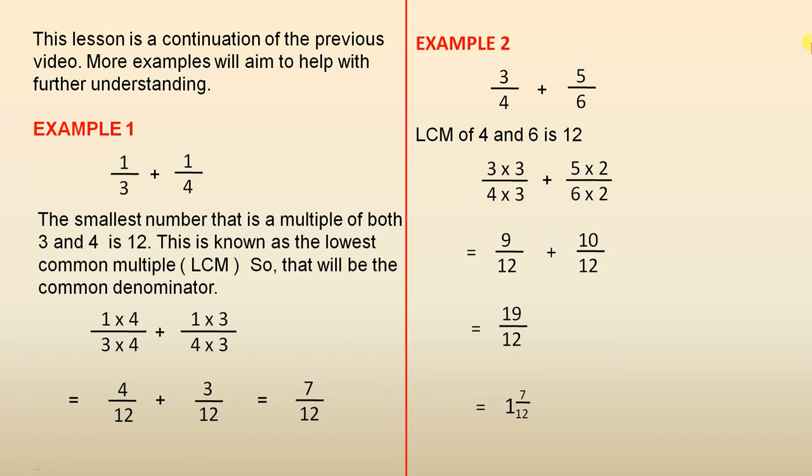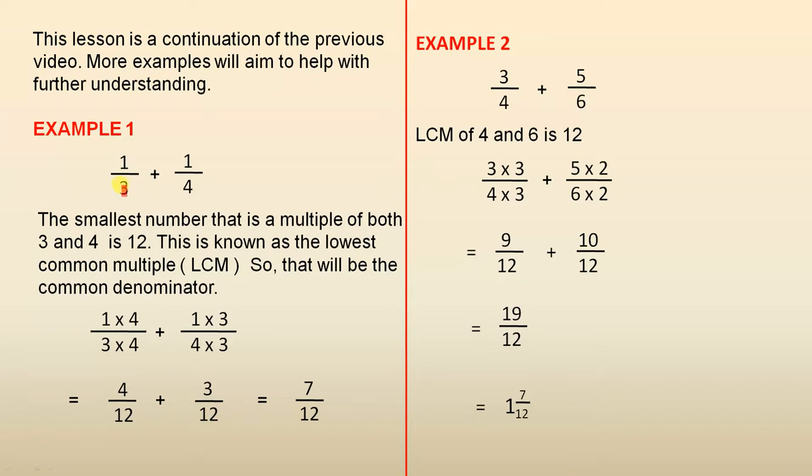Example 1. 1 over 3 plus 1 over 4. Now we saw in previous videos that in order to add two fractions together, the denominators must be the same. So we're going to go through a process now to find two denominators that are the same, that is, they'll be common denominators. The smallest number that is a multiple of both 3 and 4 is 12. This is known as the lowest common multiple, LCM for short. So that will be the common denominator.